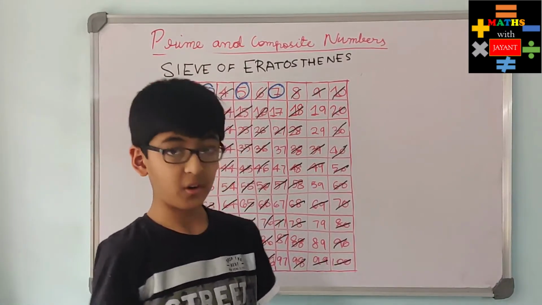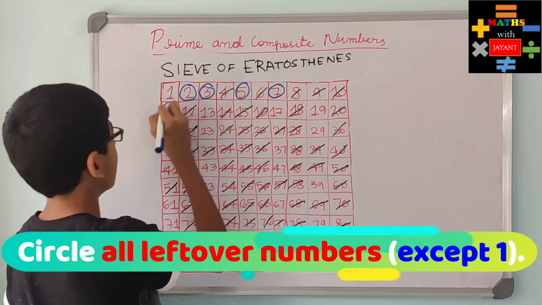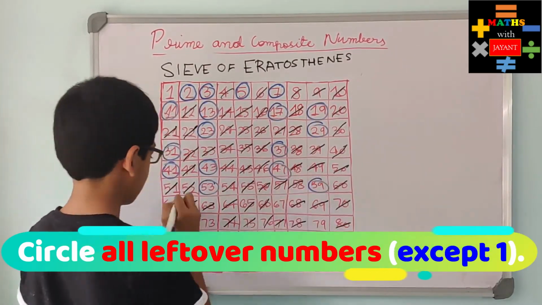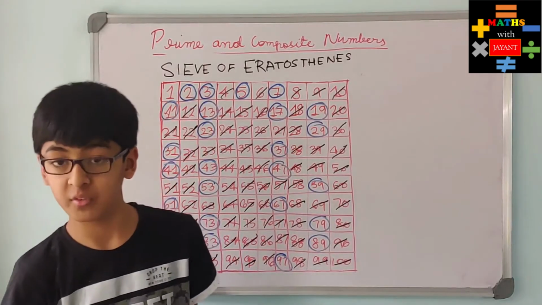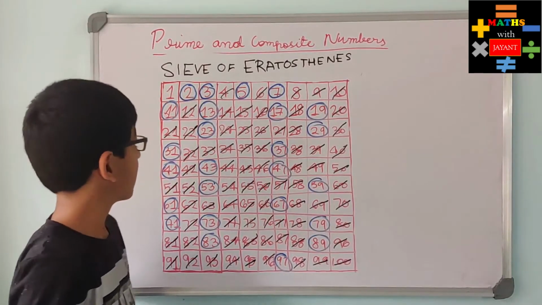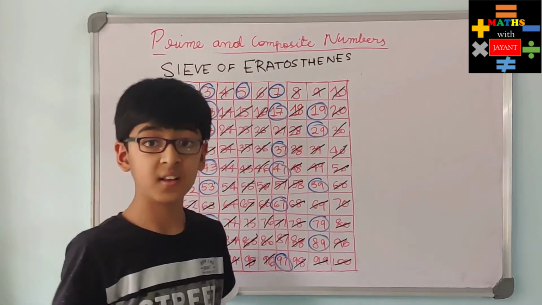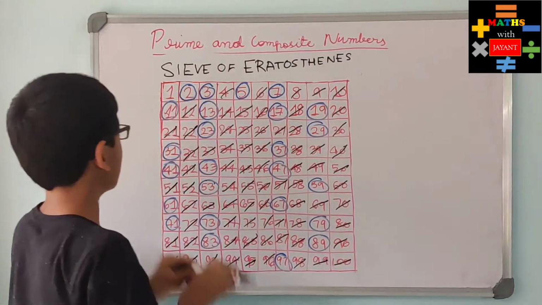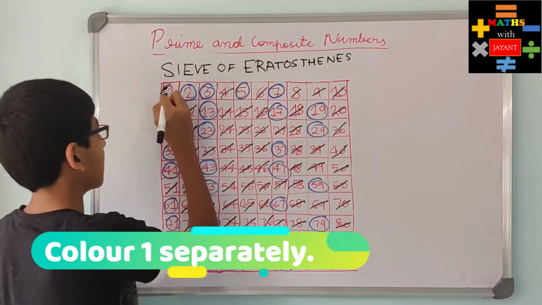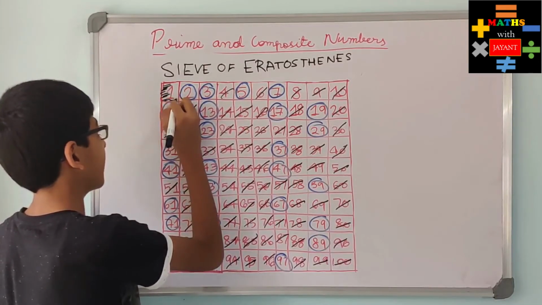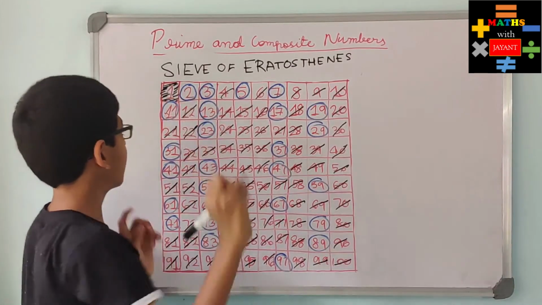So now you have to circle all the leftover numbers. So we have circled all the prime numbers from 1 to 100. And now you might be wondering what to do with this leftover 1. For this, what you have to do is color it separately. So right now I'm shading it. So now this is done.